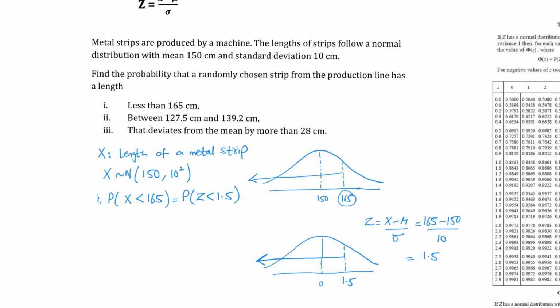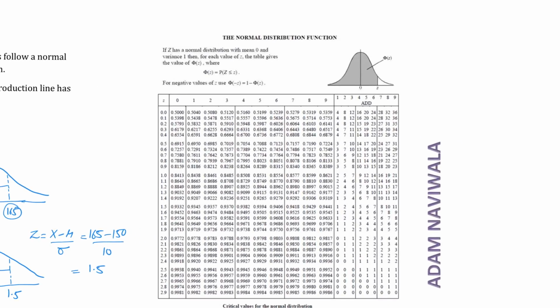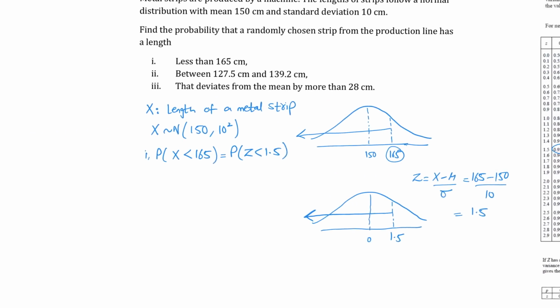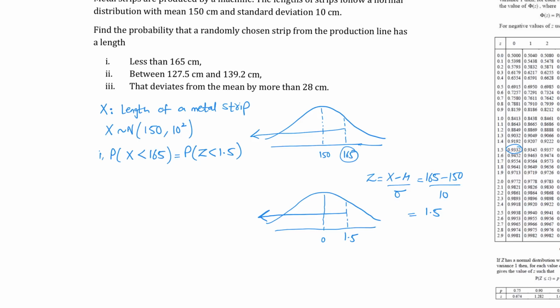Now I can use my table to find the probability. So probability of z less than 1.5 would be 0.9332. So the probability would be 0.9332, and in three significant figures 0.933.